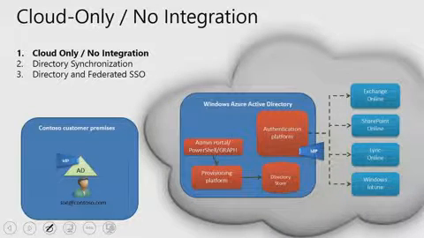So how does it work, right? So what are these? These are really three high-level buckets of choices that you have to make after you sign up for a cloud service account, Office 365 or Windows Intune, that you need to make. The first one, pretty simple, right? Cloud-only integration, or I'll just call it no integration.